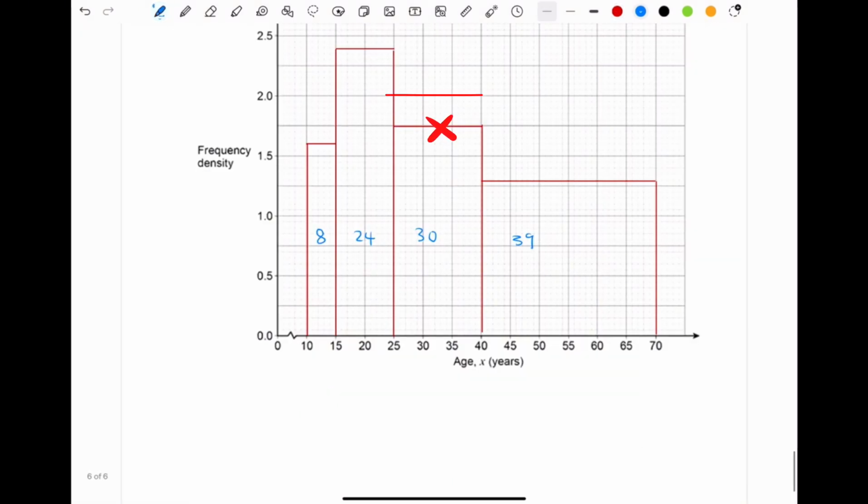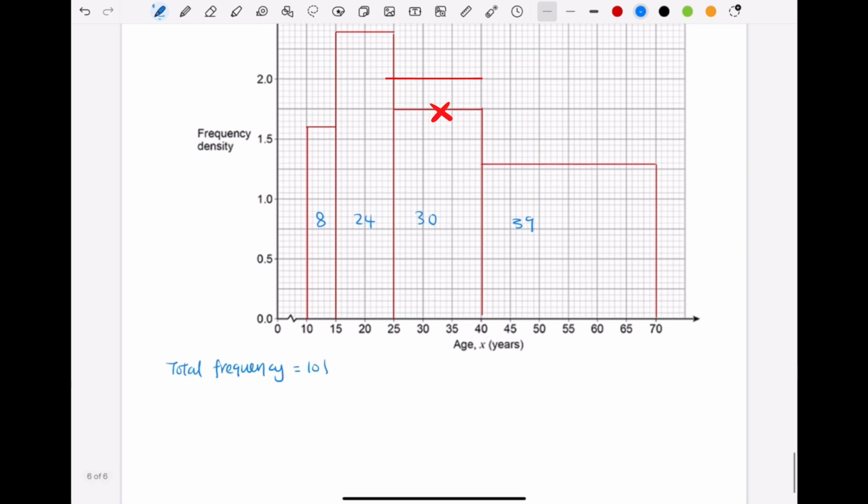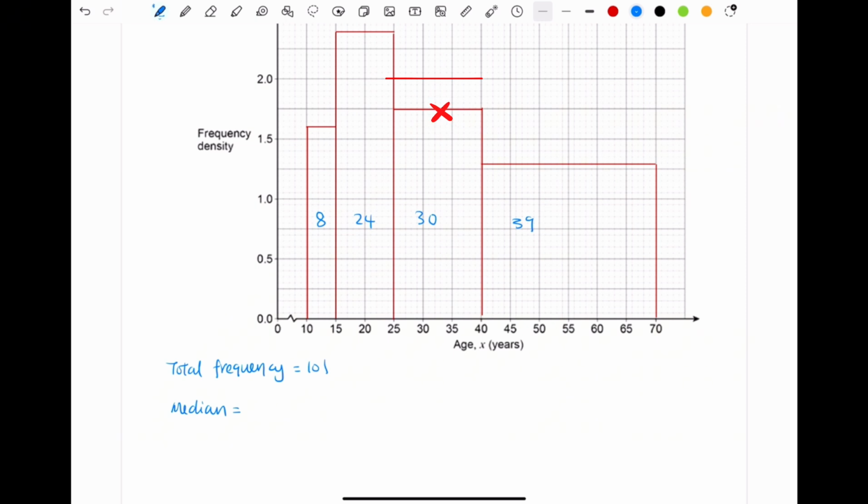So what we are going to do now is to estimate the median, the lower quartile, and the upper quartile. So the total frequency is 101, by doing 8 plus 24 plus 30 plus 39. The median is the middle number, which is 101 divided by 2, which is the 50.5th number.